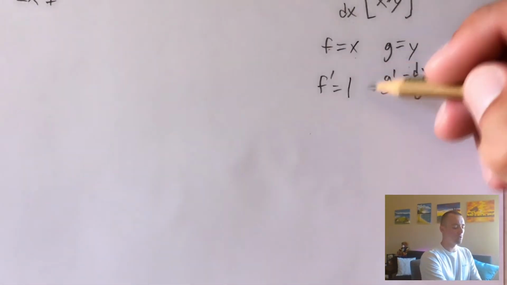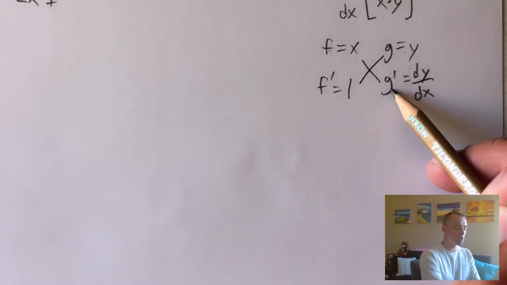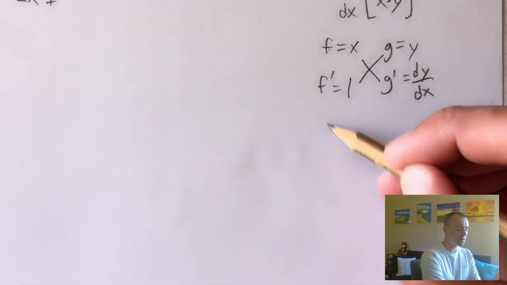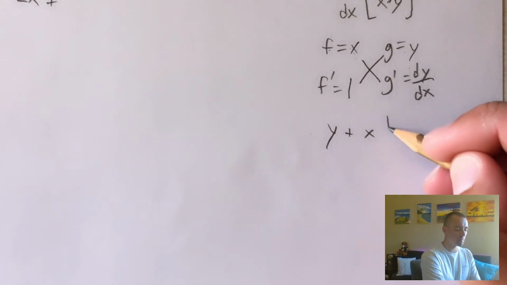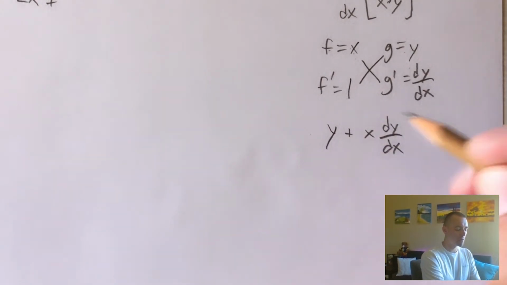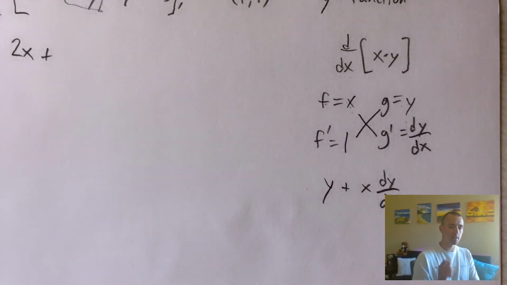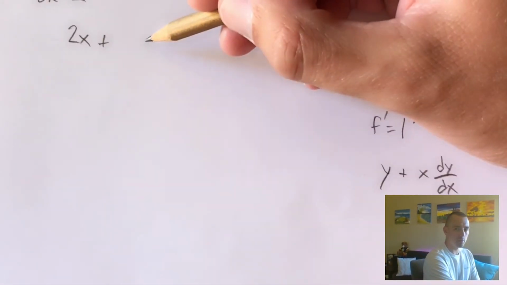Now we can use the product rule to multiply f prime times g, g prime times f, and then add those together. That'll give us 1 times y, which is y, plus x times dy/dx. So this is the derivative of x times y with respect to x. We'll go ahead and put this back into our main problem.